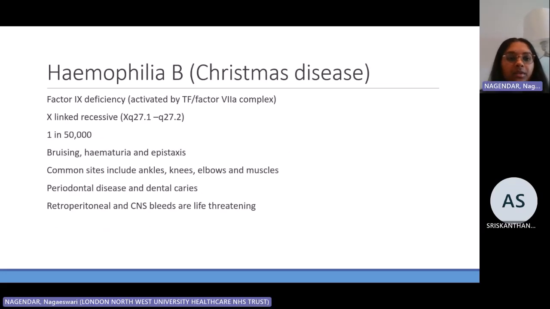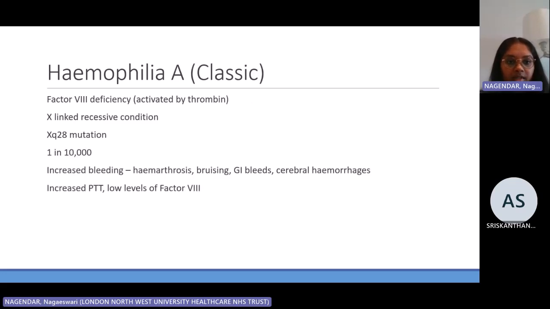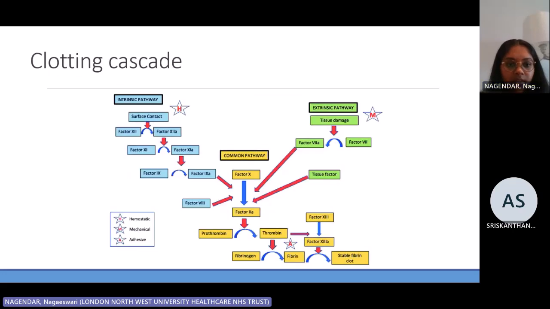Okay, and then we'll move on to Haemophilia B, which is also known as Christmas disease. Now, this is a factor IX deficiency. Factor IX is activated by the factor 7A complex. Again, we'll just go back to the first slide. So this is where we're looking. Okay, so for factor IX.